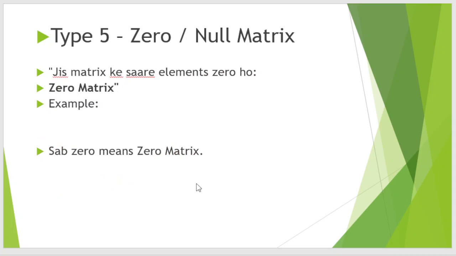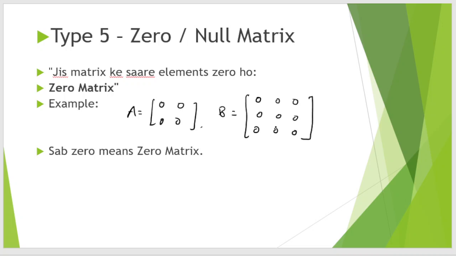This is also known as null matrix. ऐसा मैट्रिक्स, राइट, जिसके सभी एलिमेंट जीरो हों. सब जीरो मीन्स जीरो मैट्रिक्स, right? All the elements are zero. For example, it could be 2 by 2 also, it may be 3 by 3 also. All the elements of this matrix are zero. This is known as null matrix or zero matrix.